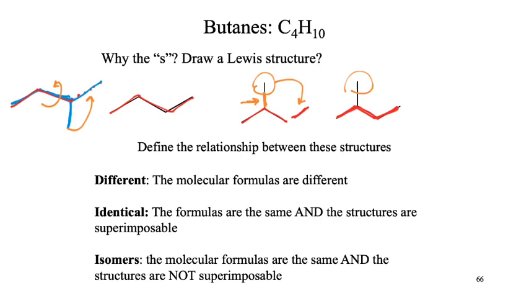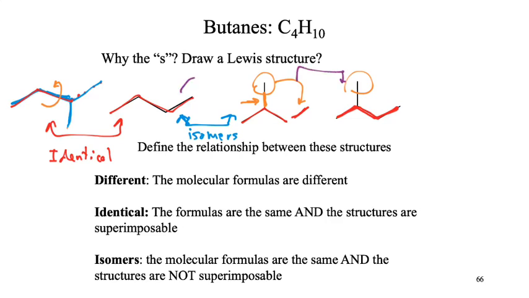Isomers will have identical molecular formulas and not be superimposable. So if we look at all of our classifications, and this is where we'll end, those two would be identical. These two, isomers, and even these two, going that direction, different, kind of, sort of? So what we're looking at in this chapter is how do we overlay multiple different structures and recognize that we have the ability to rotate sigma bonds and all that fun stuff.